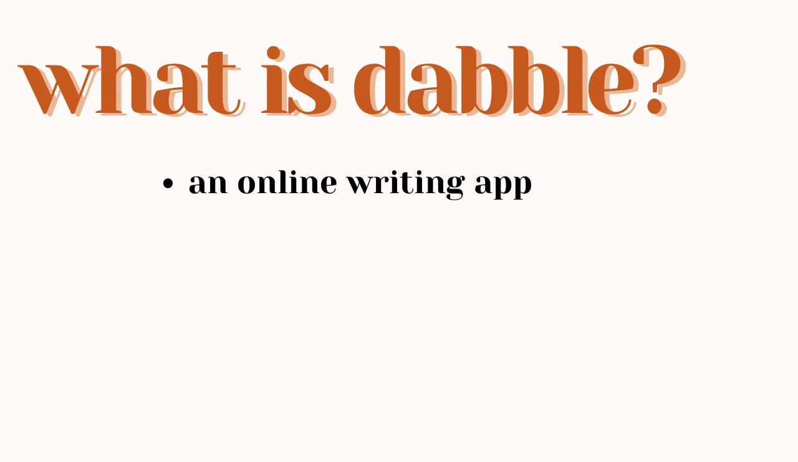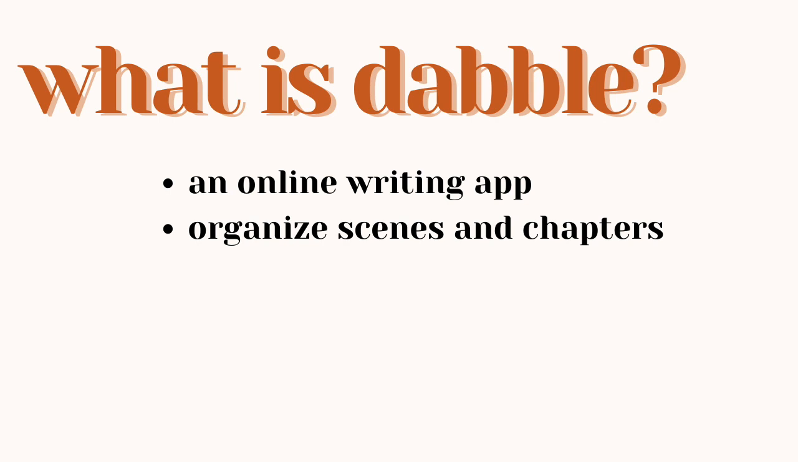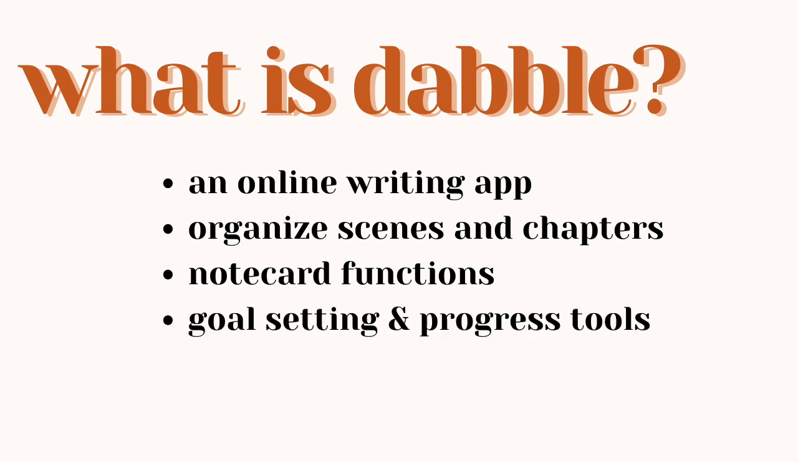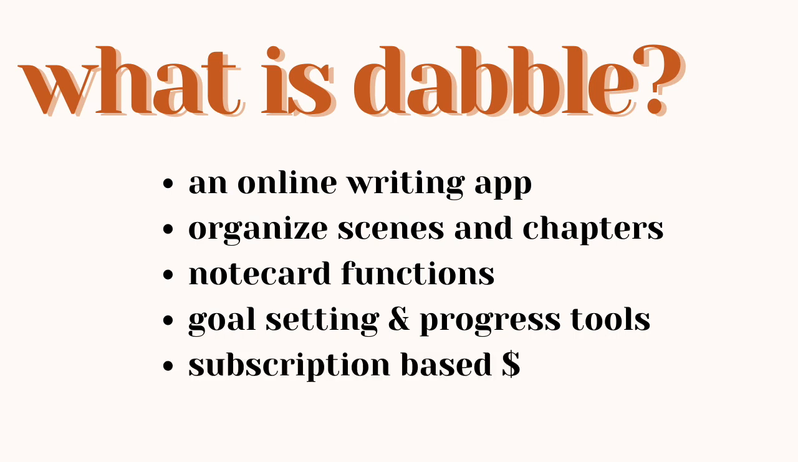All your writing is auto-saved to the cloud every 30 seconds and accessible across all your devices. It also saves a local file to your computer, allowing you to work offline and then sync automatically when you're back on Wi-Fi. Like other popular apps, Dabble offers organization tools like nesting scenes and chapters that are drag and droppable, and note card functionality to keep important information handy. It also includes some goal setting and progress tracking tools, and the price is subscription-based. More on this later.